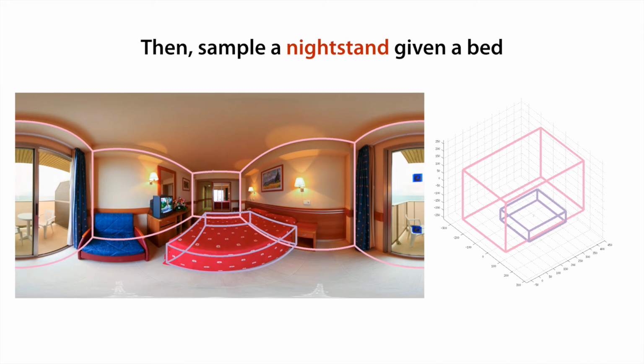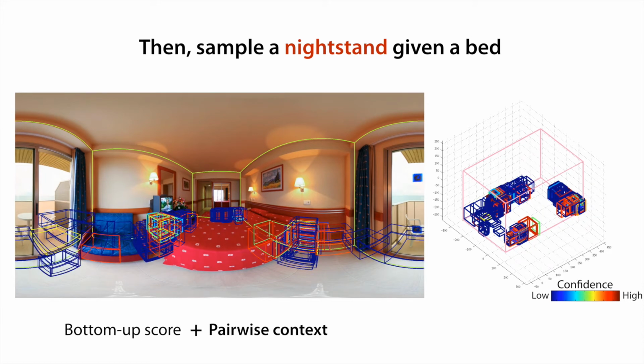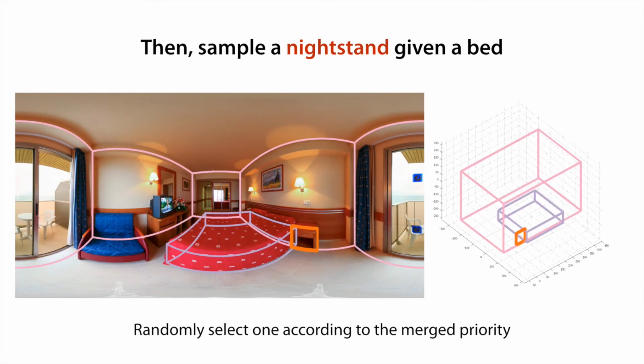a nightstand. We measure the bottom-up confidence in the same way as we did for the bed. Notice that we already sampled the bed, so we would prefer nightstands in a consistent position with the bed, like right on the side of the head. We measure this as a pairwise context in a non-parametric way, and merge it with bottom-up confidence. Finally, we randomly sample one nightstand according to the merged score.